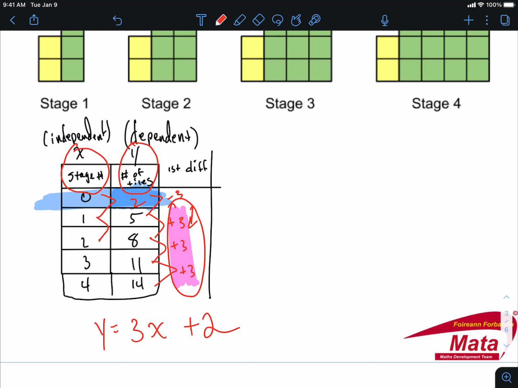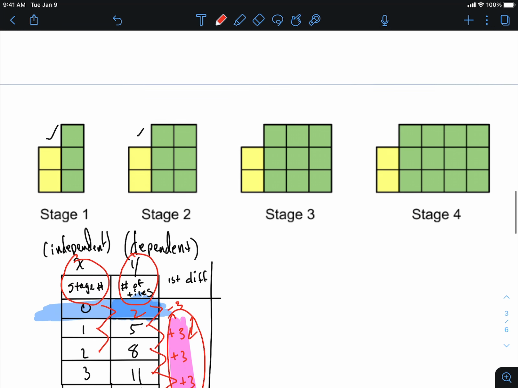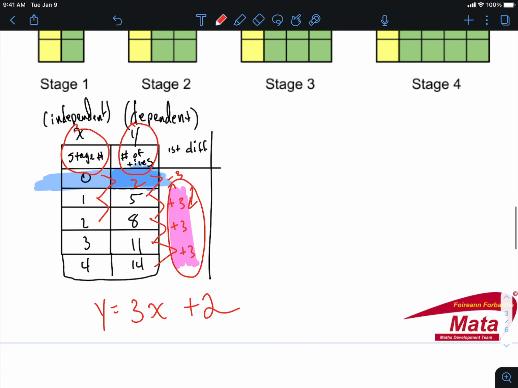I think coincidentally, did we just graph that too? No, we graphed something close to it. We graphed what this would look like. You could use the graph to tell you how many tiles you could expect to see in stage 100 if you use the graph. Okay, I'm just going to bounce through the Jamboards here and see what everybody's done. And if you are done, this is your rule or your equation.